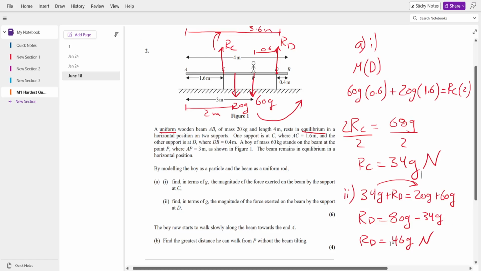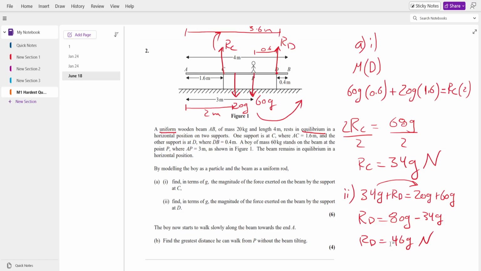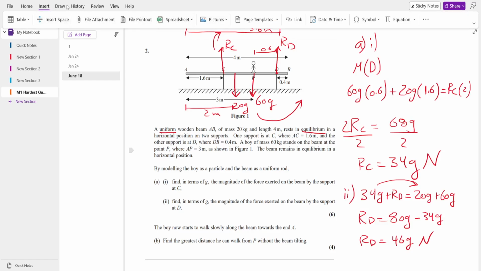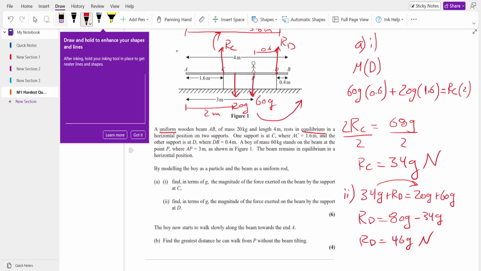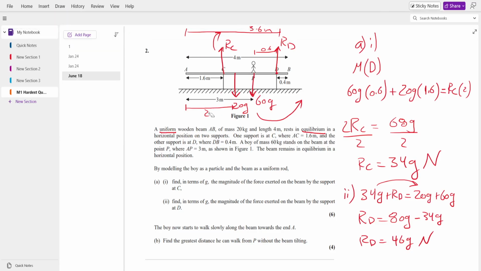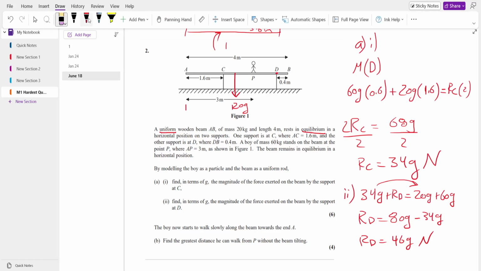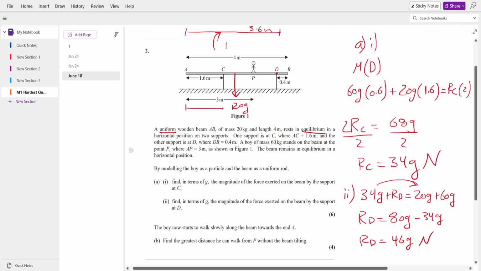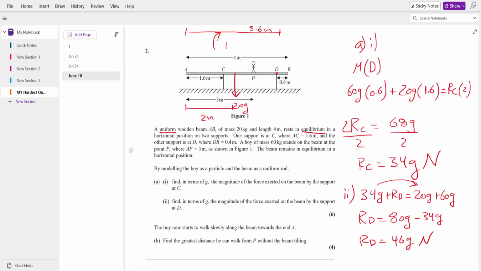Okay, so the difficult part is here, when it says that the boy starts to walk slowly along the beam towards the end A. Now we know that any change in any forces will alter my reaction forces. So for part B, the reaction forces that I calculated are no longer the same. The only thing that will stay the same is the weight of the beam, which is exactly 20G and 2 meters from the end A. So the boy starts walking in this direction, okay?